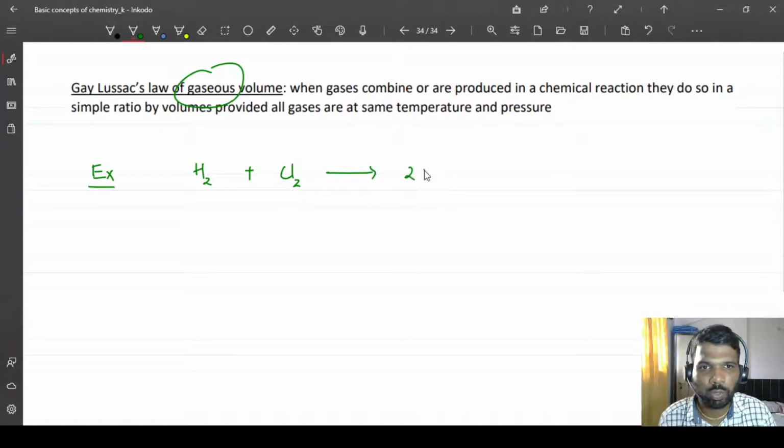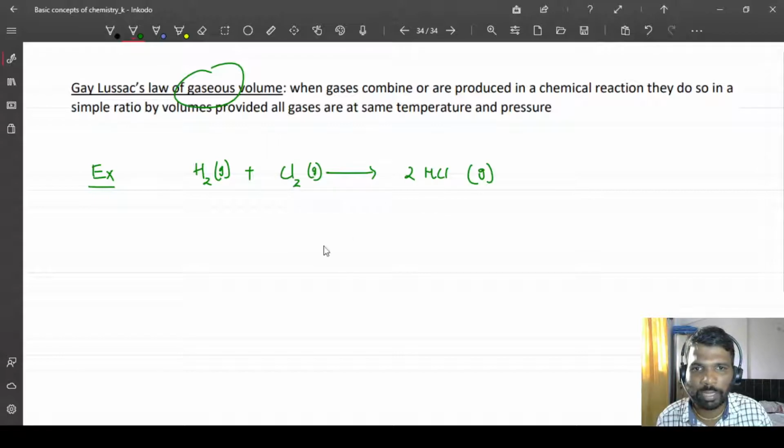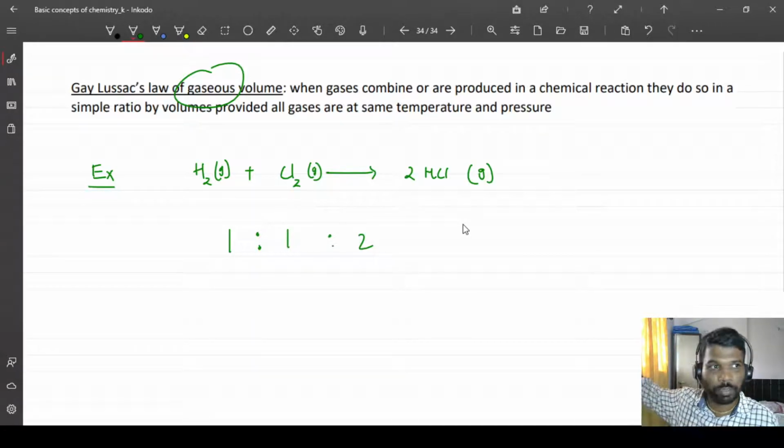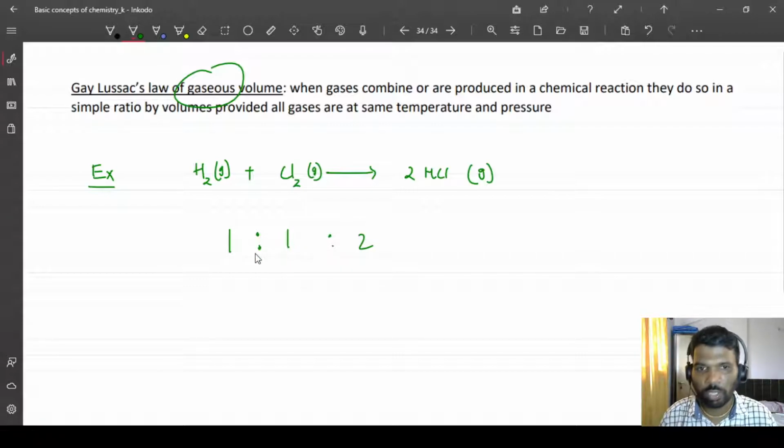Both are reacting, and what you get is 2 moles of HCl. This is also a gas. This is a gas, and this is also a gas. Now here if you see the ratio, this is 1 mole, this is 1 mole, and this is 2. So the ratio is 1 is to 1 is to 2. This is the ratio of the reactants and the product. So it is said that when gases combine or are produced in a chemical reaction, they do so in a simple ratio. This ratio is simple: 1 is to 1 is to 2.